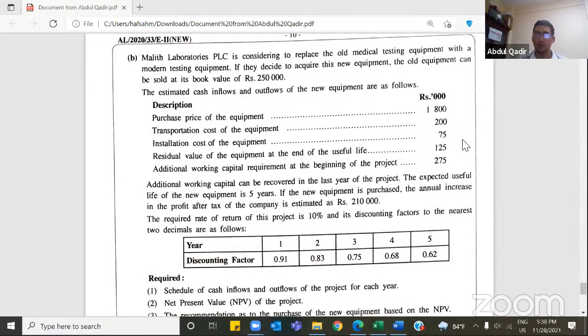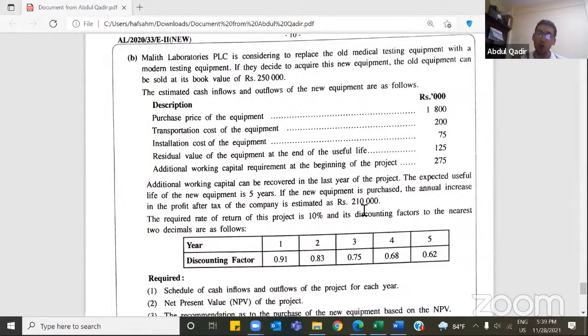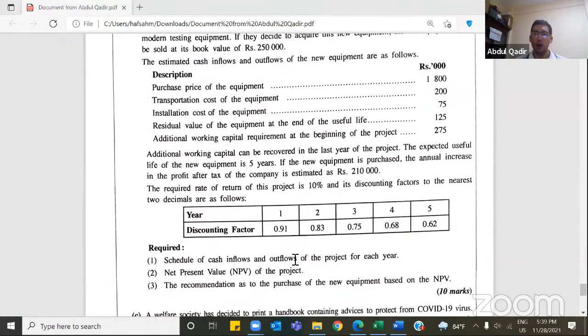Let me move this to the side. Expected useful life of the new equipment is 5 years. If the new equipment is purchased, the annual increase in the profit after tax of the company is 210,000. So if you buy this new equipment, your profits will go up by 210,000, right? The required rate of return of this project is 10%. That means the discounting factor, to the nearest 2 decimals. So that's fine. What do they want from us?